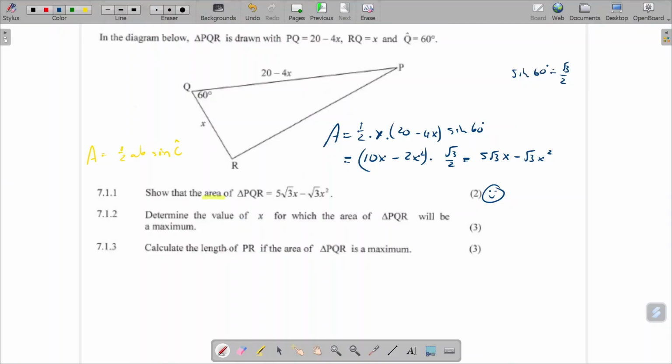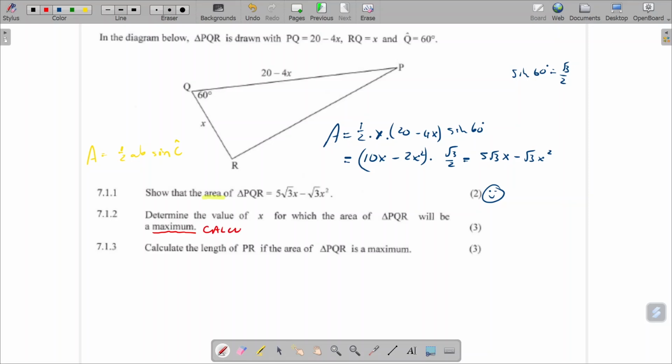Okay, so determine the value of x for which the area will be a maximum. Now, hold on. This is a lovely thinking question where they bring in all sorts of pieces of mathematics to bear. For this thing to be a maximum, we can either try to graph it or we can go back to our calculus.